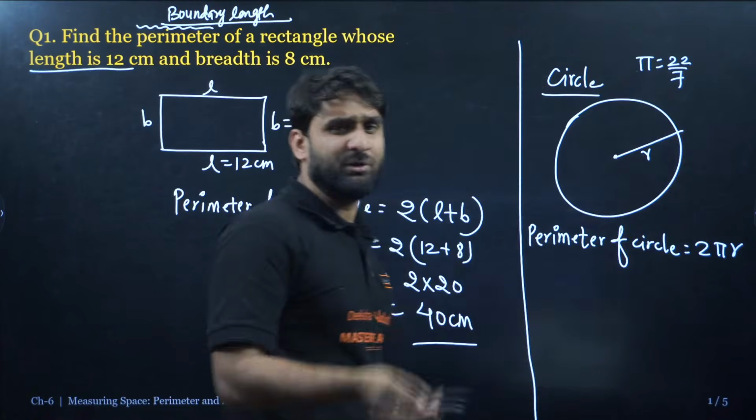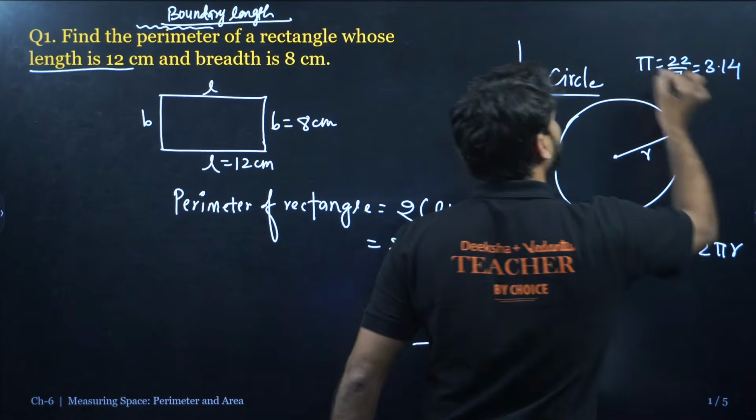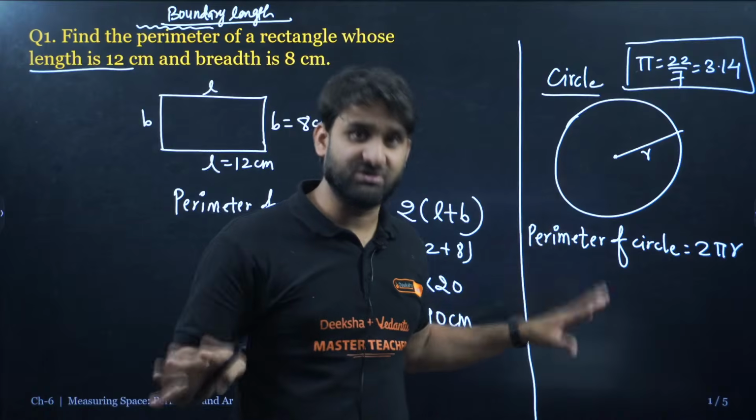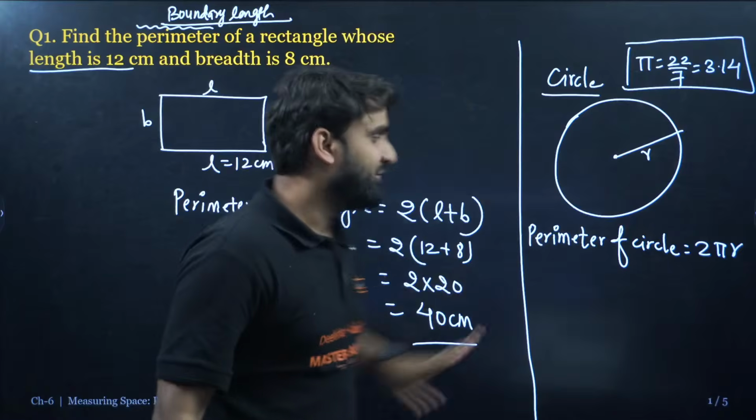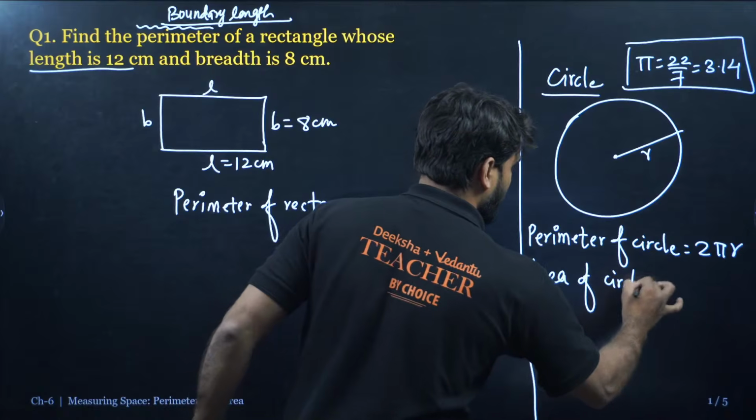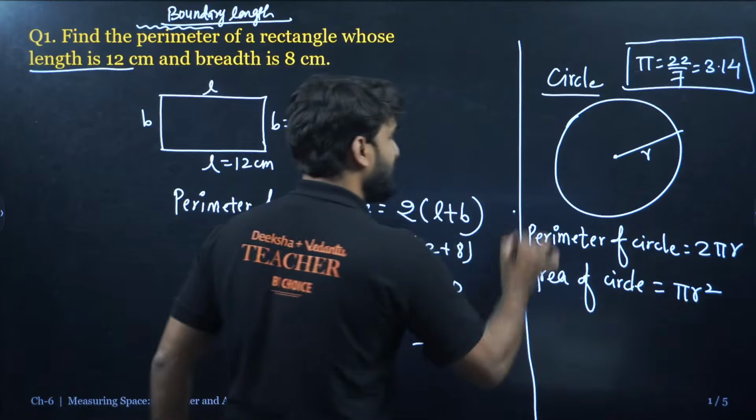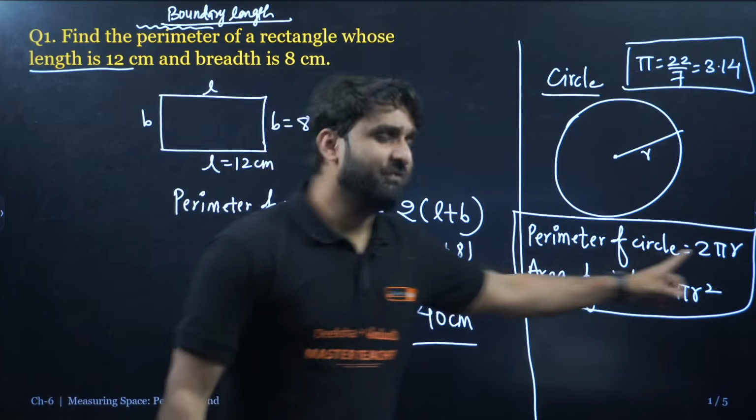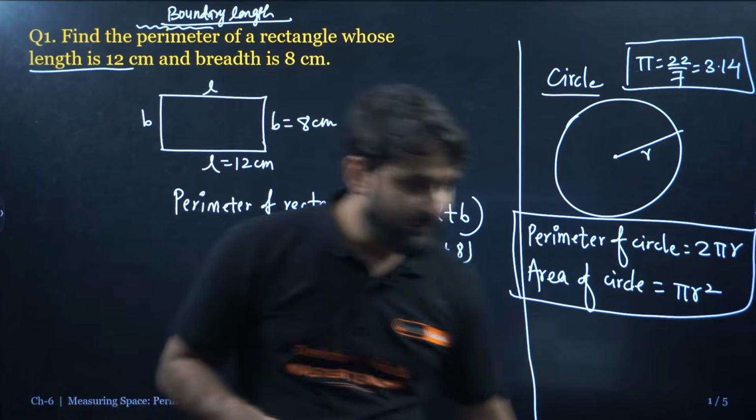Whenever required, as per your requirement, you can put pi equal to 22/7, or you can also put 3.14. These are the two values. It depends which value will be relevant for you as per the situation, as per the question. Sometimes you may put a fraction, sometimes you may put decimal form. Now if I ask you the area of a circle, there is a very powerful formula, pi r square. So these two formulas are very important. Perimeter of circle is 2 pi r and area of the circle is pi r square. Please keep these two formulas in mind.